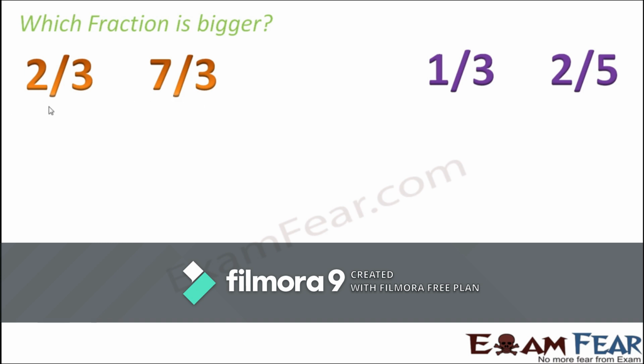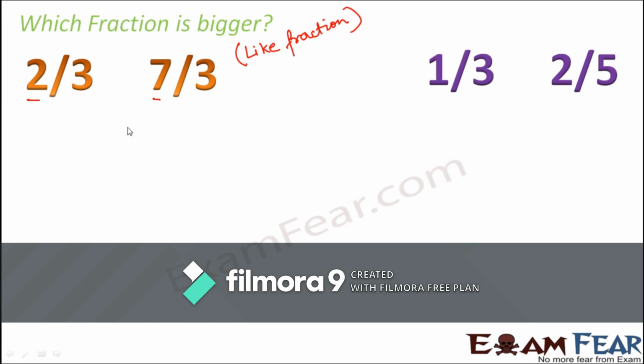What do we call these type of fractions? Two fractions having the same denominator. They are called like fractions, correct? So here 2 by 3 and 7 by 3, they are like fractions. So how do we know which is bigger? Now since the denominator is already same, we do not need to bother about it. So the fraction with a bigger numerator is bigger.